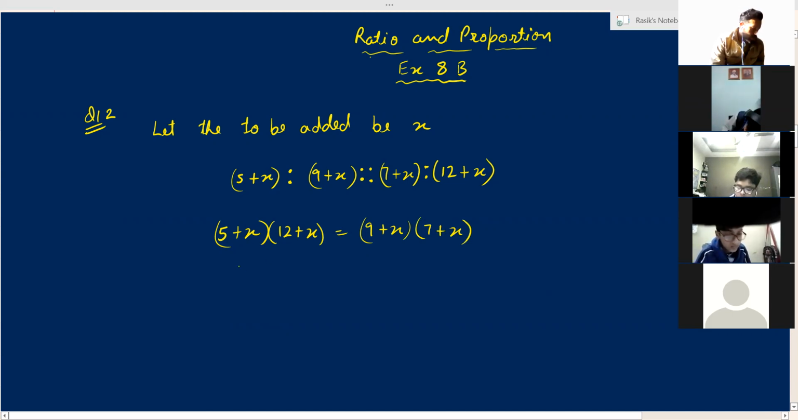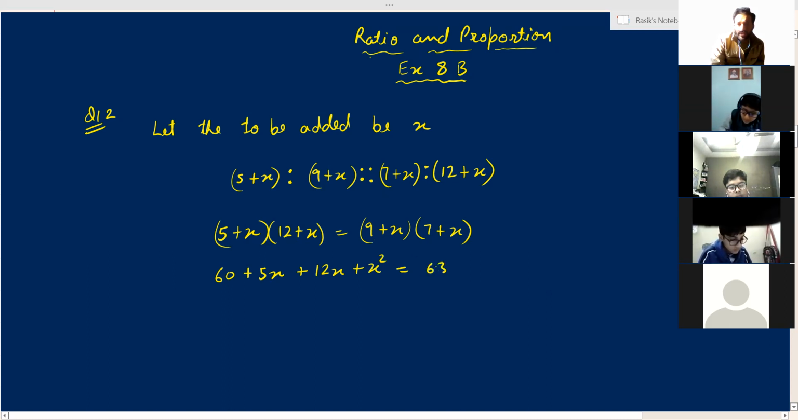Find out the product. This you have studied in the chapter algebraic expressions, how to find the product of two binomials. Look at the first one on the board. 5 into 12, 60. 5 into x, 5x. First you multiply 5 with both the numbers. Then you multiply x with both the numbers in the second bracket. x into 12, 12x. x into x, x square.